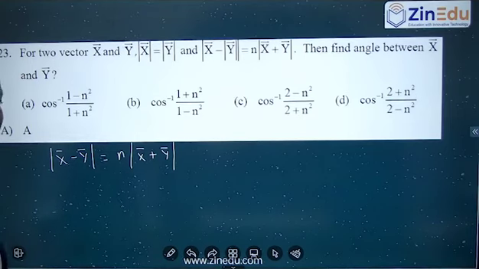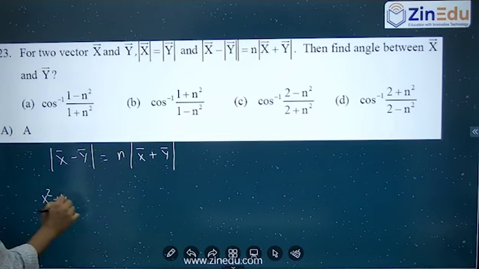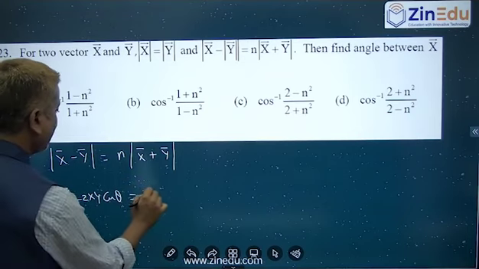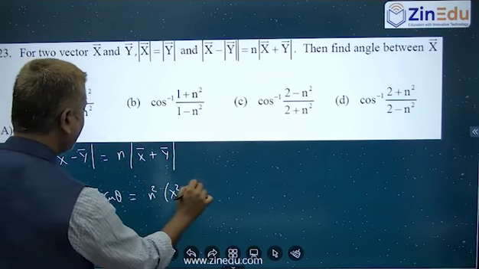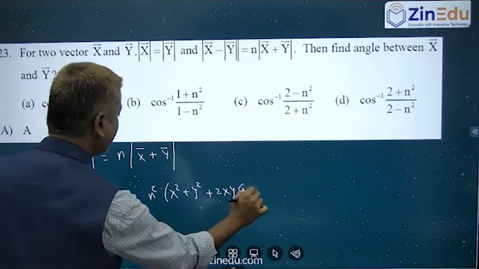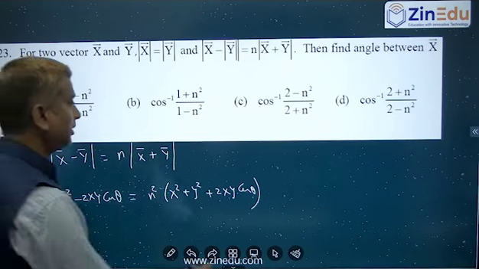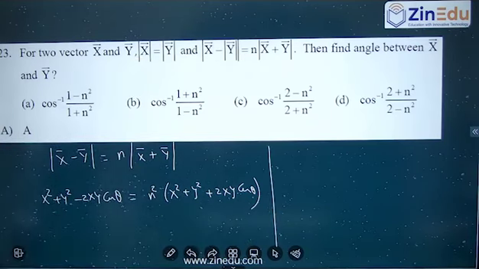They are asking, right? So this modulus you can write as under root of x square plus y square minus 2xy cos theta, correct? So squaring on both sides, can I write x square plus y square minus 2xy cos theta, where theta is the angle between x bar and y bar, is equal to n square into x square plus y square plus 2xy cos theta, right? And modulus of x bar and y bar are both the same, right?